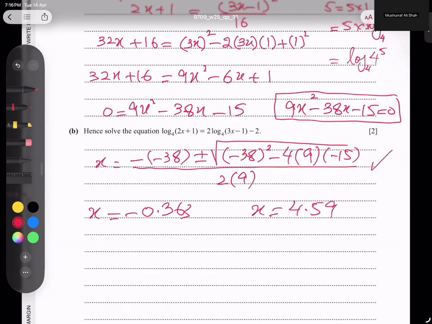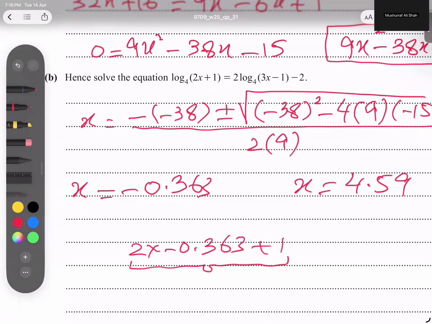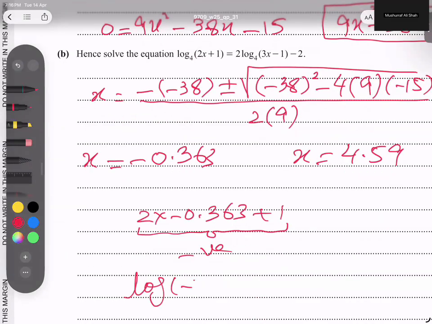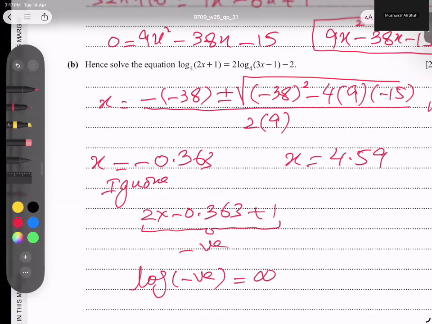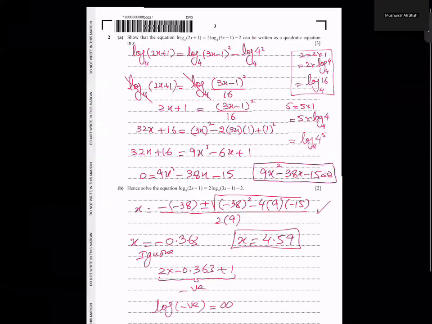And now check it again, because we have a negative answer. Check whether they are allowed to put it in. For example, if I plug in this value here, 2 times negative 0.363 plus 1 will give you a negative value. And you know very well log of a negative value is undefined. So this I will ignore, and this is my required answer. And I hope the concept of the question is completely clear.